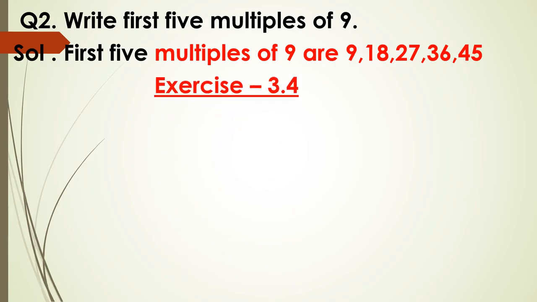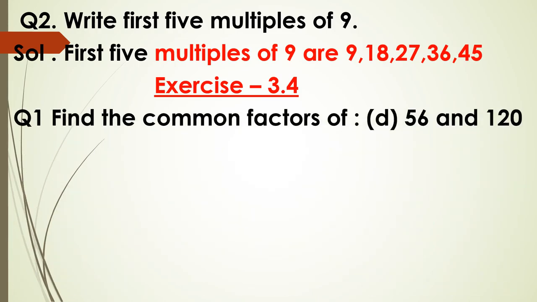Now see exercise 3.4. Don't worry, exercise 3.2 and 3.3 also we will do, but first of all I am taking those questions which are related to the above explanation. So first of all I am taking exercise 3.4, question number 1. Find the common factors of 56 and 120.